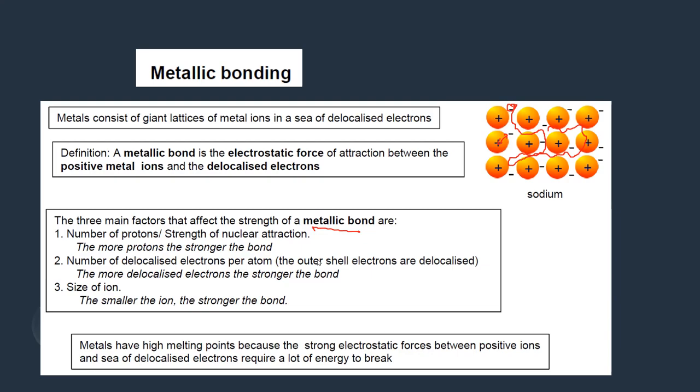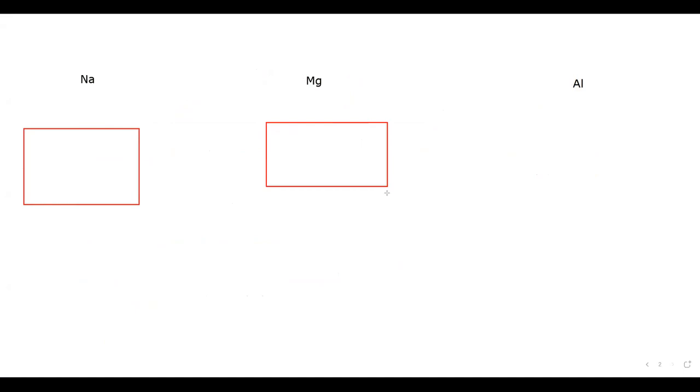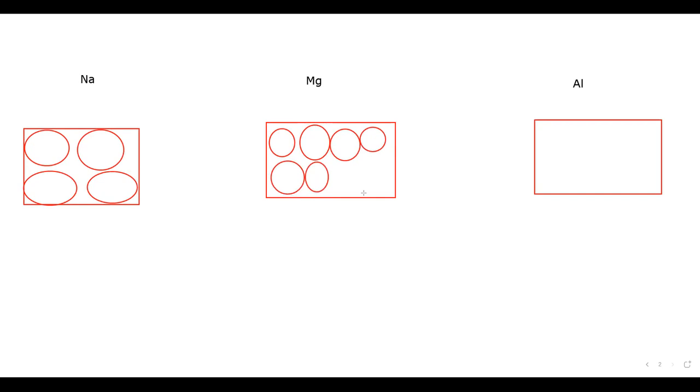When we compare the melting points of three metals, for example sodium, Na, magnesium, Mg, and aluminium, Al, in the structures of sodium, magnesium and aluminium, when we compare the positive ions, the sodium ions are larger compared to magnesium, which are relatively smaller than sodium. And aluminium ions are much smaller still.